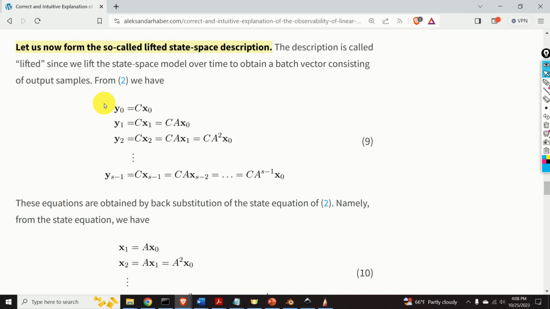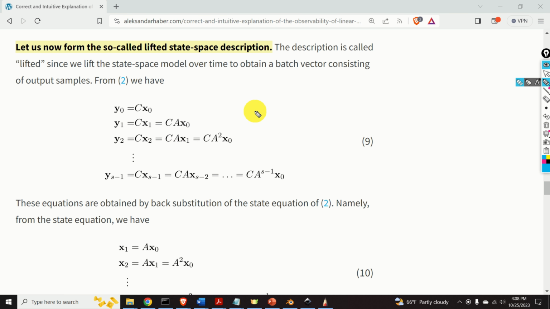Okay, let us now derive a general condition for testing observability. We will derive the so-called lifted state space description. The description is called lifted since we lift the state space model over time to obtain a batch vector consisting of output samples. From our state equation, we obtain this sequence or this chain of equations. y0 is Cx0. y1 is Cx1, and that's equal to CAx0.